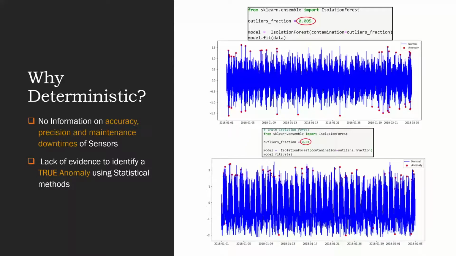And two, anomaly detection algorithms like isolation forests, as shown in this case on your right, reflect anomalies based on the contamination parameter, which takes into consideration the outlier fraction. So increasing or decreasing this value would increase or decrease the anomalous data points as highlighted by the red dots, from which identification of a true anomaly would be a challenge for us.